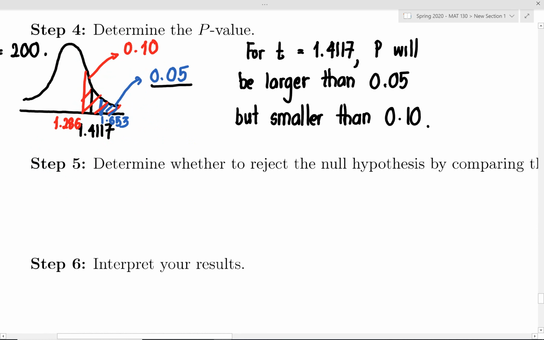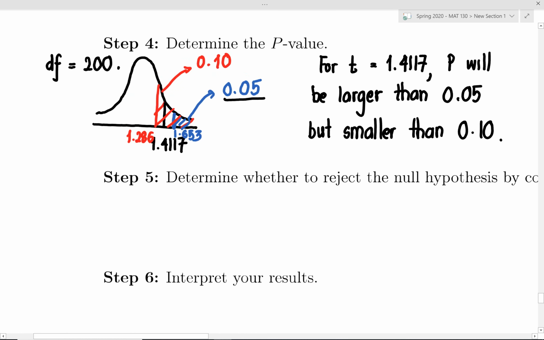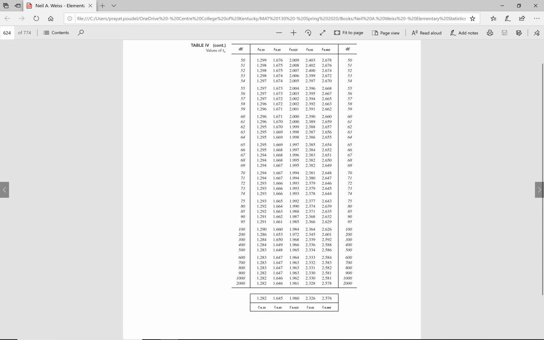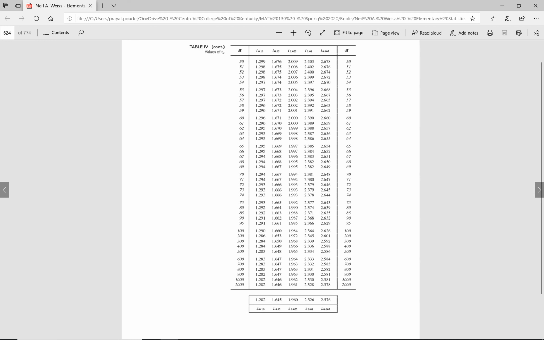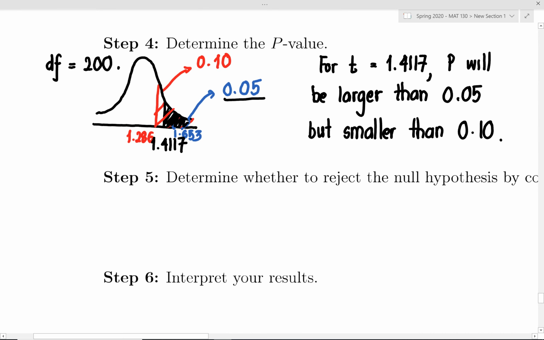I know this is slightly confusing, so let me go ahead and repeat the explanation here. We were looking at degree of freedom 200, and we're trying to determine the area to the right of 1.4117. We look at degree of freedom 200, and we see the area to the right of 1.286 is 0.10, that's how we read it, and the area to the right of 1.653 is 0.05. So I take that information and I put it there.